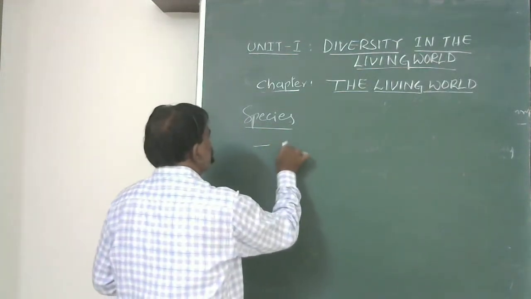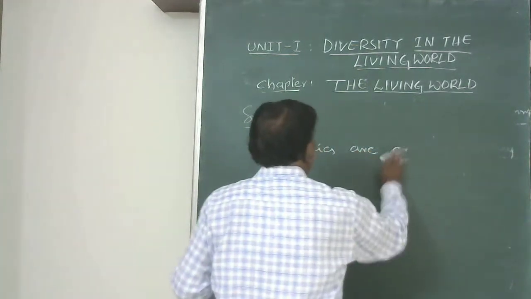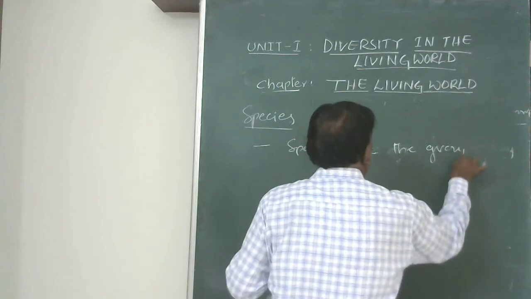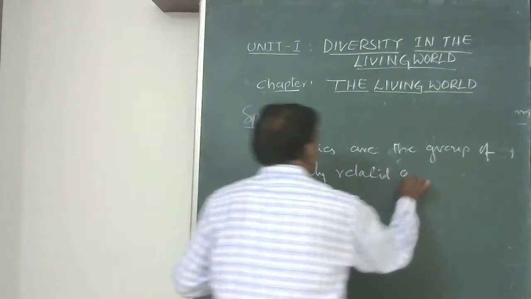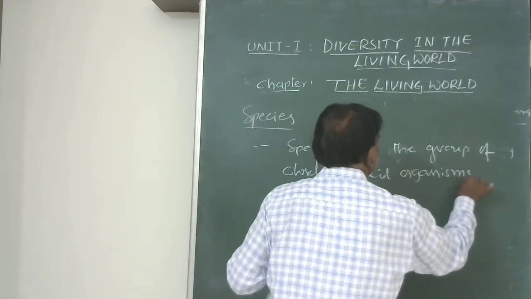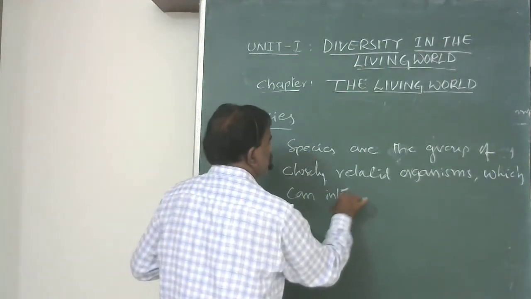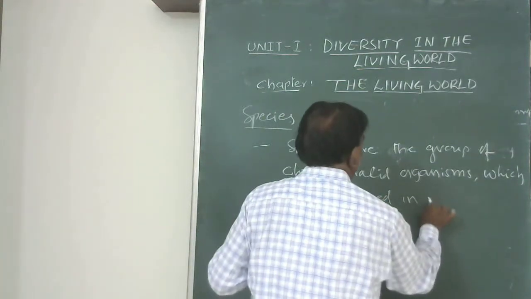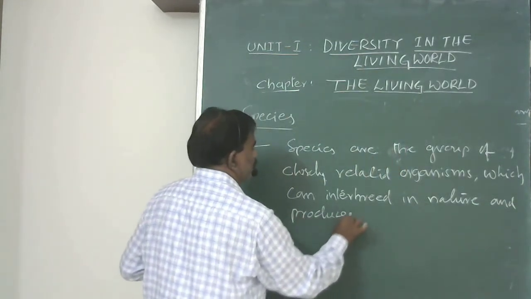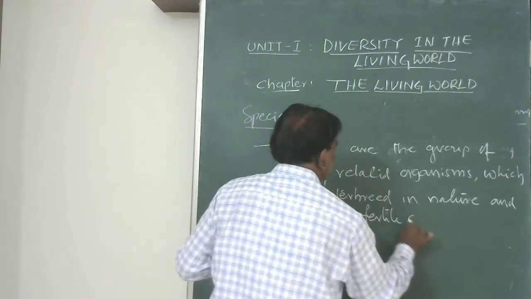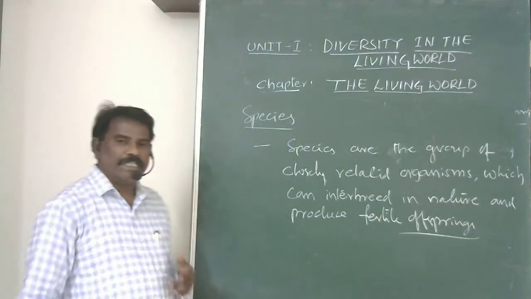What are species? Species are the group of closely related organisms which can interbreed in nature and produce fertile offspring. These are called species. But one exception.